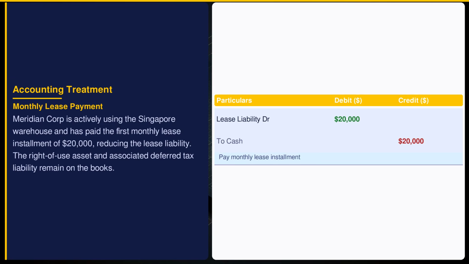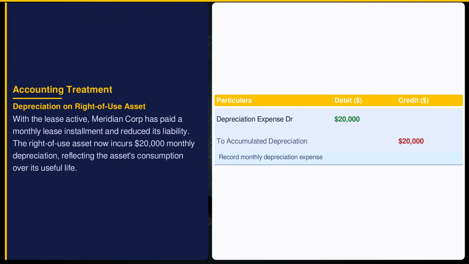AASB 16 mandates these payments directly reduce the liability. This ensures the financial statements accurately portray Meridian's decreasing debt over time, while the asset continues to provide operational benefits. Depreciating the right-of-use asset systematically reflects its consumption. AASB 16 emphasizes aligning depreciation with the asset's benefit period. For Meridian, this $20,000 monthly charge reduces profit, offering a realistic view of asset utility and financial performance over time.